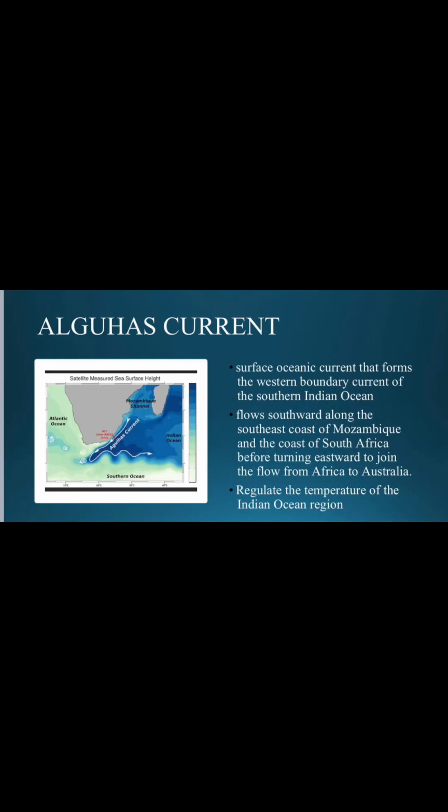Next, we have the Agulhas Current. It is the surface oceanic current that forms the western boundary current of the southern Indian Ocean. It flows southward along the southeast coast of Mozambique and the coast of South Africa before turning eastward to join the flow from Africa to Australia. It regulates the temperature of the Indian Ocean region.